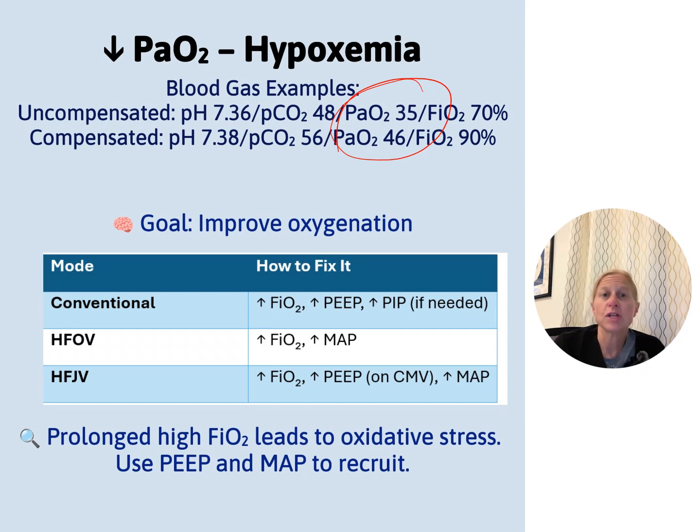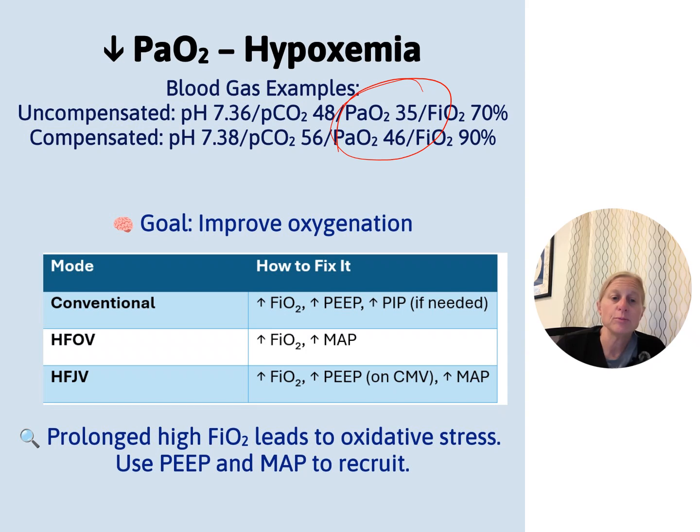So if we want to get a higher PaO2, so we want our baby to have more oxygen circulating in their blood, our lungs, we want to do that by improving oxygenation. On the conventional vent, we would probably change our PIP and our PEEP so we have more opportunity for that exchange. On the high frequency, again, our MAP is our primary driver of our oxygenation, so we would change that. And then our jet, we would change our MAP or our PEEP.